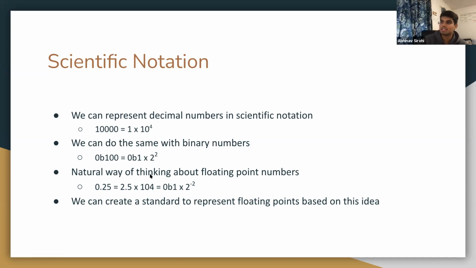And so this gives us a natural way of thinking about floating point numbers. And so the floating point number 0.25 in base 10 equals, wait, okay, yeah.